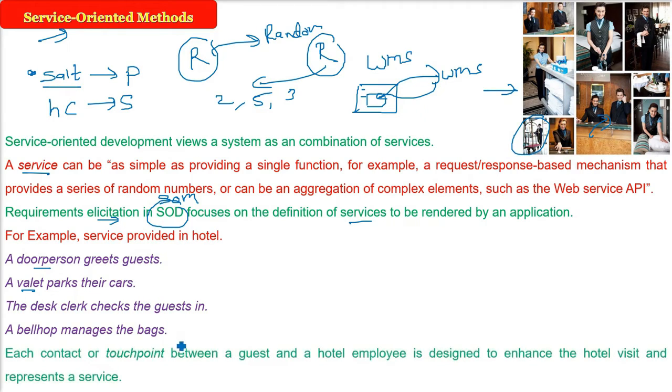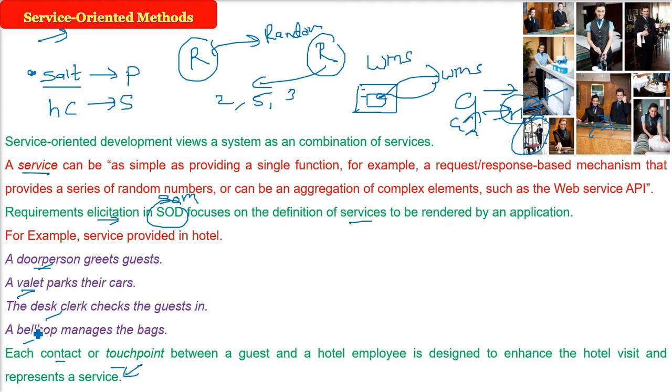Now here you see, as a user or as a customer, you are interacting with different hotel employees. So this is the touch point. This contact and touch point is designed and conceived as the service, so that whenever a guest comes, he will have a good experience and comes again. So this is the touch point or a contact. We are calling it in terms of software a service. So this doorman, valet, desk clerk, bellhop, they are giving you service.